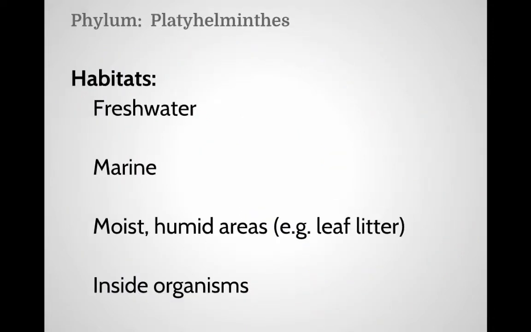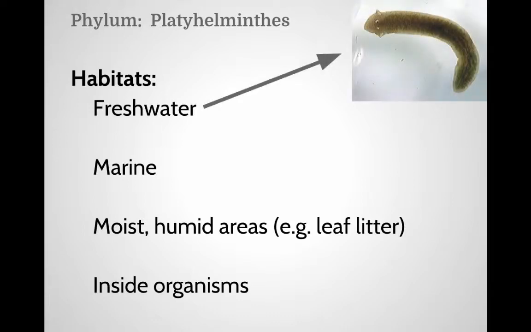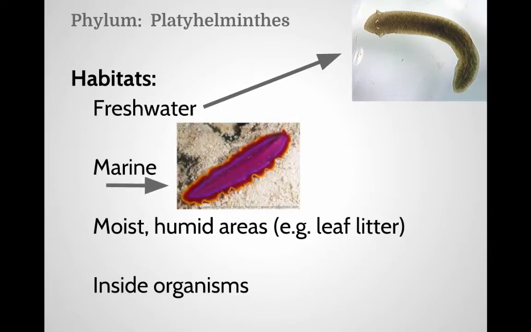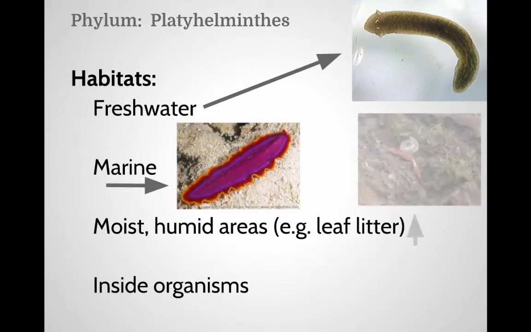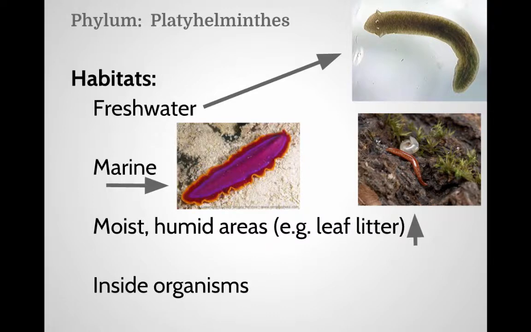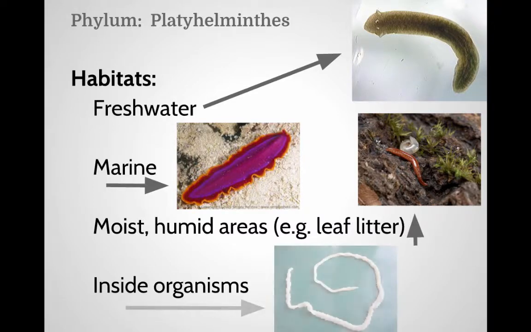So where do Platyhelminthes live? Some are freshwater, like planaria that we saw when we did our leaf packs. Some are marine, which are absolutely beautiful. Some are found in moist, humid areas, like leaf litter. And then, of course, the parasites are found inside of organisms.